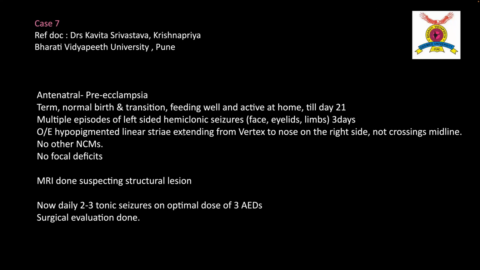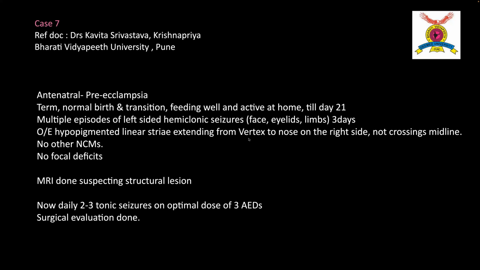All right, Krishnapriya, your last case. Yeah, this is a baby, 1 month old. In the antenatal period, there was a history of preeclampsia, but no polyhydramnios. The baby was born term with normal birth and transition. The baby was feeding well and active at home till day 21. From day 21, the child started getting multiple episodes of left-sided hemiclonic seizures, including the face, eyelids, and the left limbs, for 3 days.